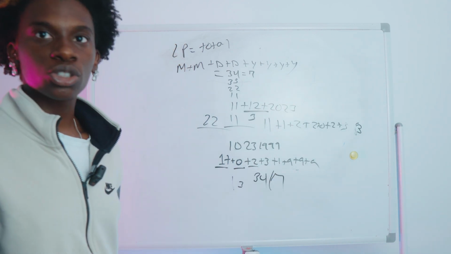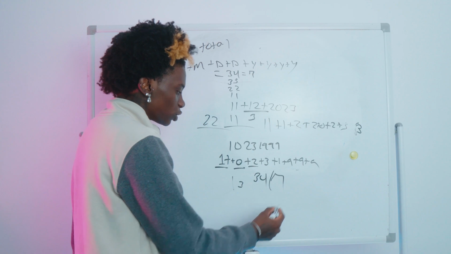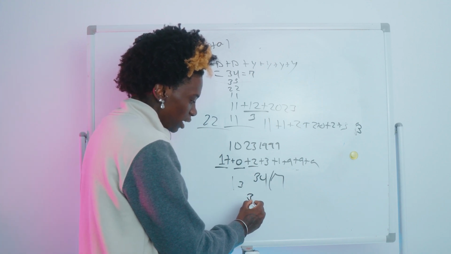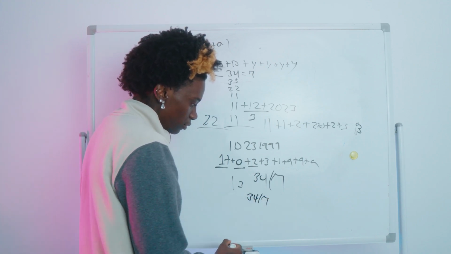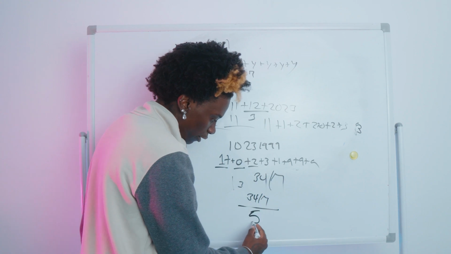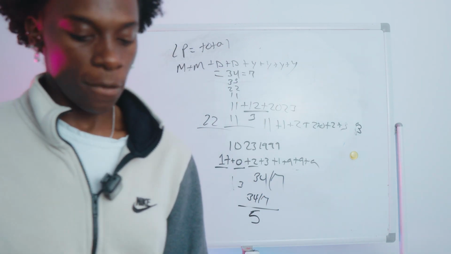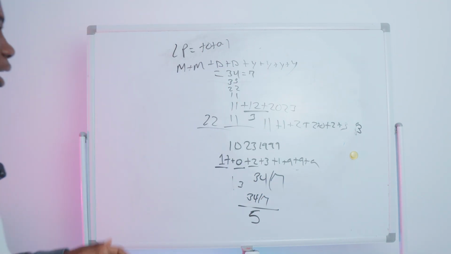But I'm born on the 23rd, so what does that mean? 2 plus 3 is 5. That means I am a 34/7 life path, and I am born on a 5-day, okay? That is how you calculate your birthday.